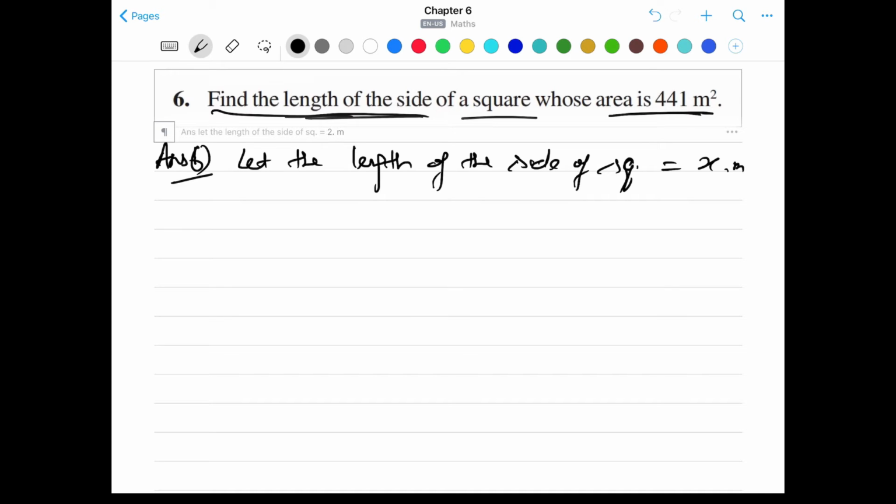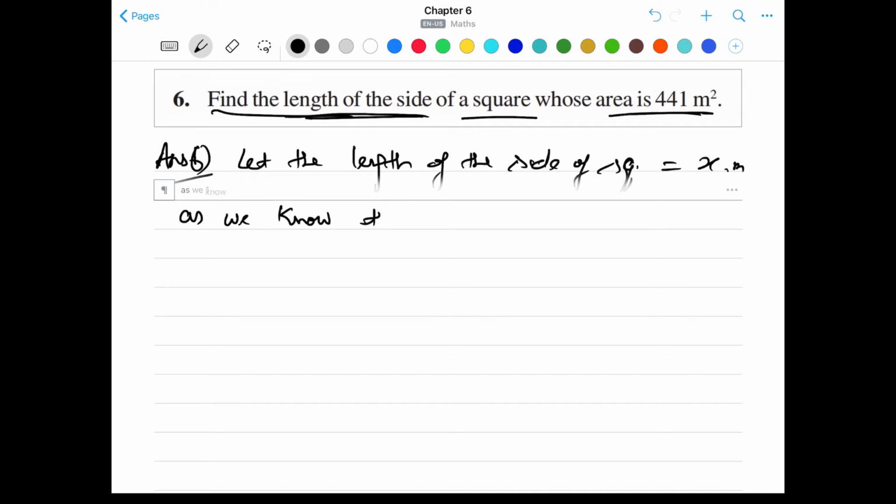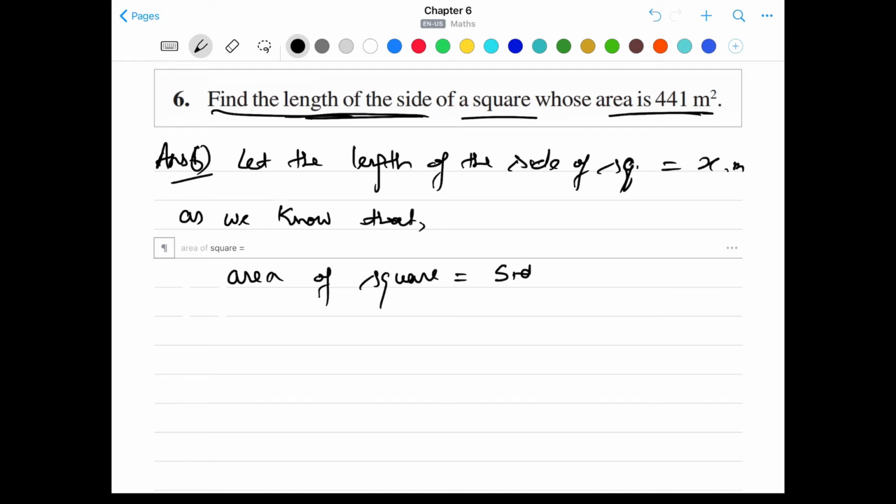Okay, so therefore, as we know, the area of a square is given by the side squared.